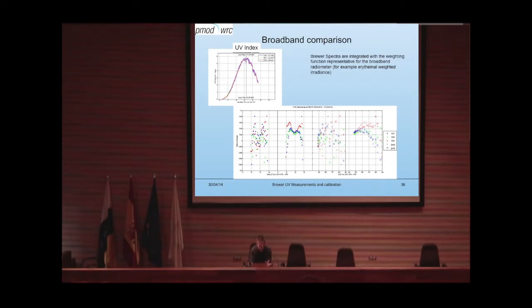On the bottom graph, you see a number of dots. What they show is the ratio between the broadband instruments and the brewer for 2 days, one time against time, and the two right graphs against solar zenith angle. What you see is that actually the instruments are different. They are showing different behavior over time, over solar zenith angle. So that gives you an idea how well you can compare these instruments. I would say to within 5 to 10%.